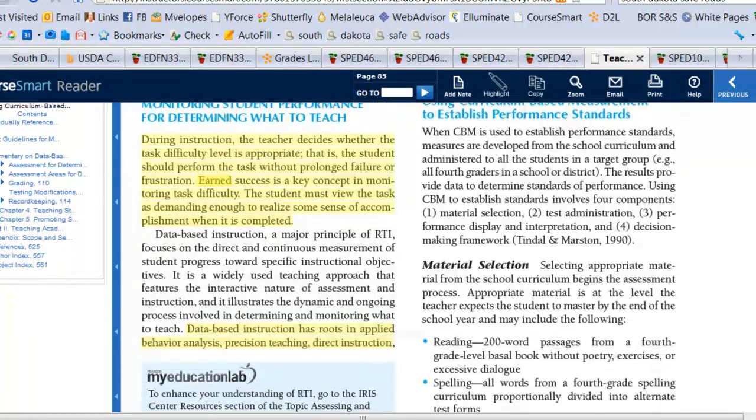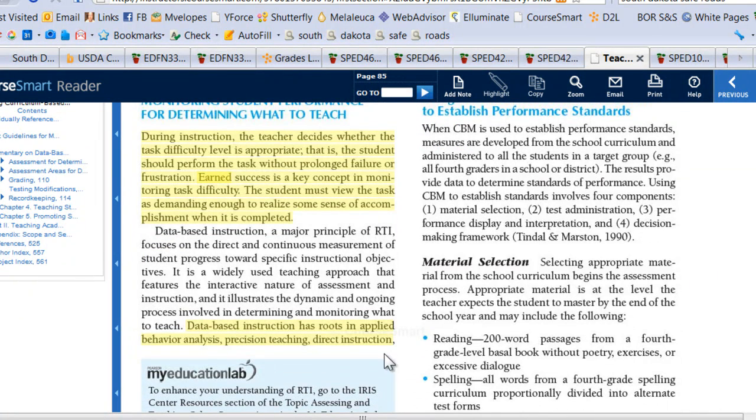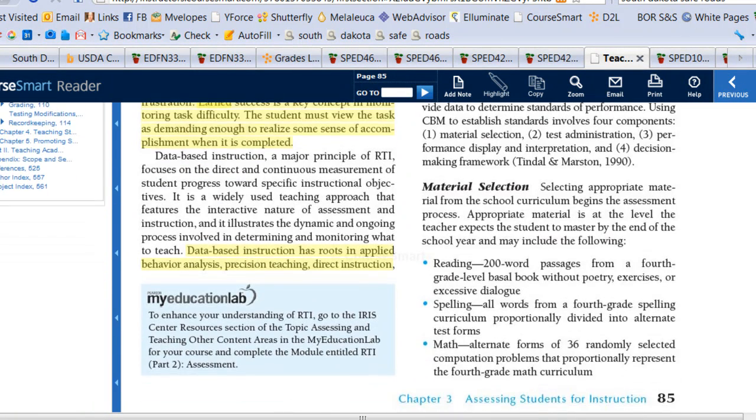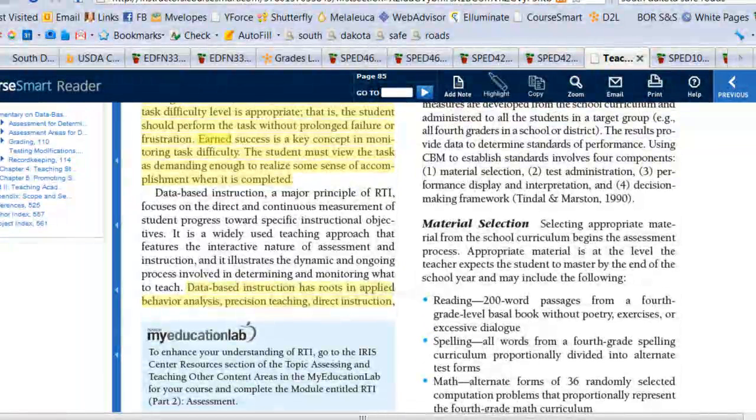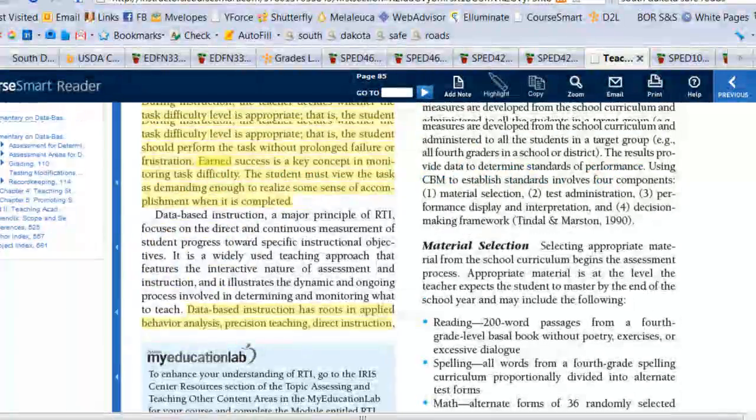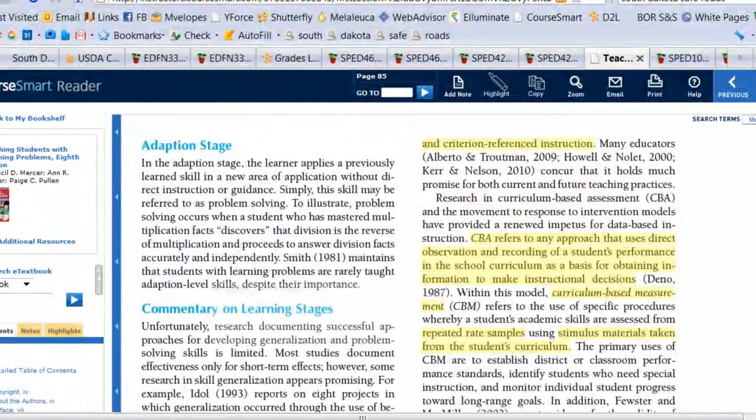So database instruction is a major principle on this. Database has roots in applied behavioral analysis. And you know, in the behavior class you're talking about this. Applied behavior analysis, precision teaching, and direct instruction, and criterion referenced instruction. And you'll become familiar with all those terms.